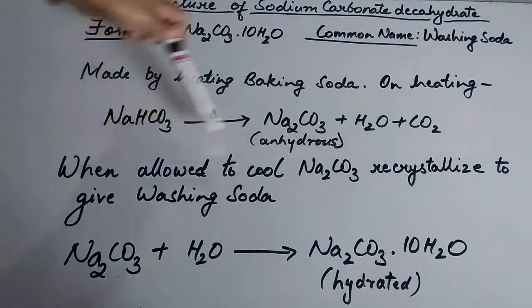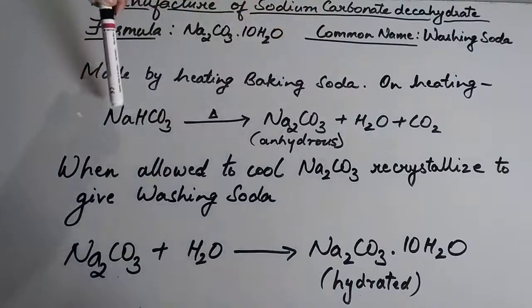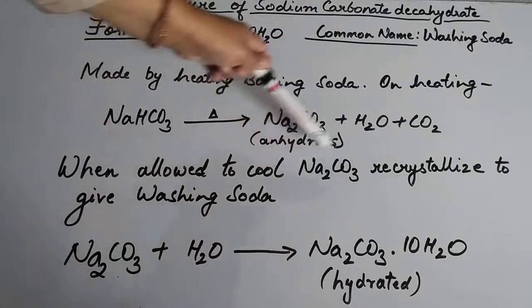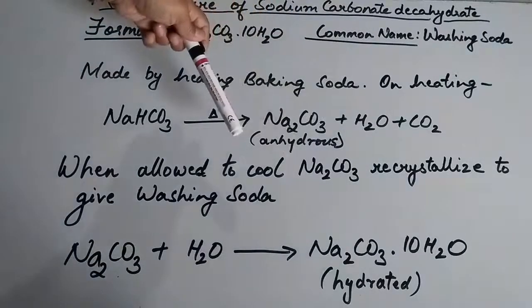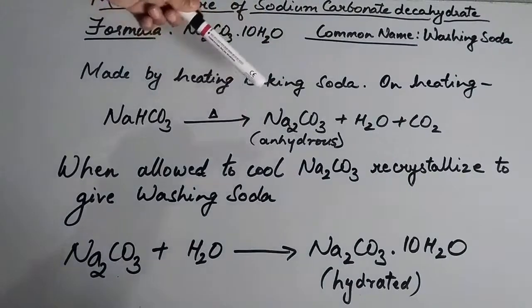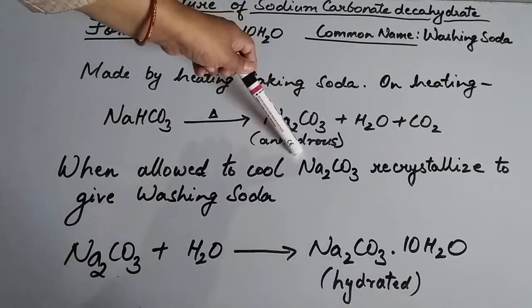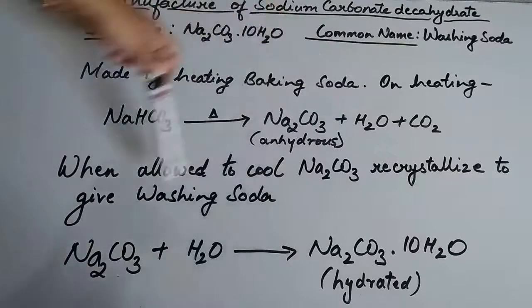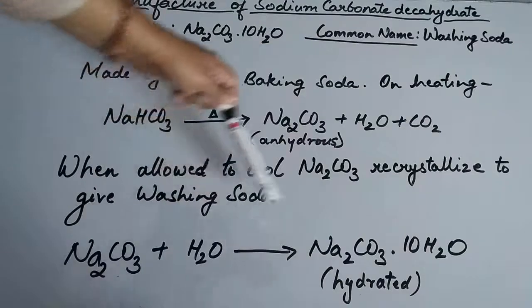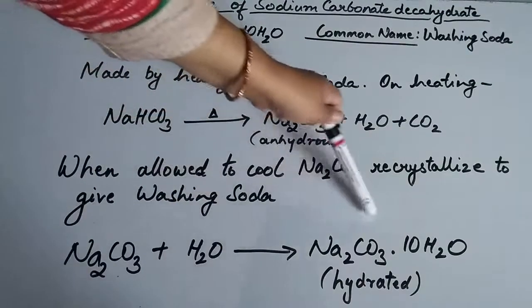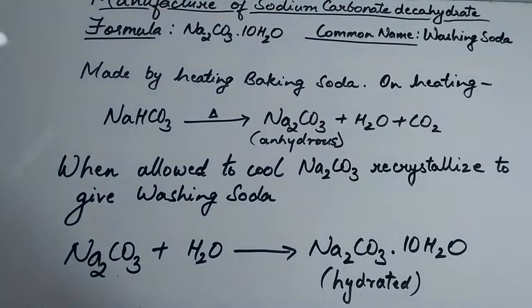Now when we are going to leave this setup for cooling, then this sodium carbonate is going to recrystallize. That means crystallization is going to happen when the solution is going to become cooled, and this sodium carbonate is going to get associated with the water that is here, like I've shown over here. Sodium carbonate gets associated with the water and it gives you sodium carbonate decahydrate, which is commonly called the washing soda. So this is the process by which we can prepare the washing soda.